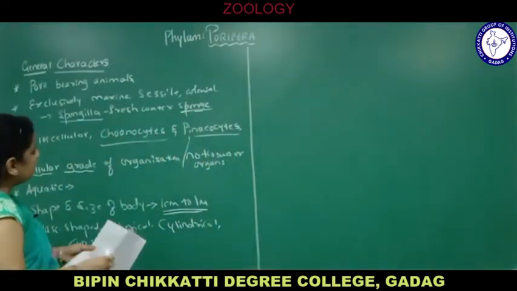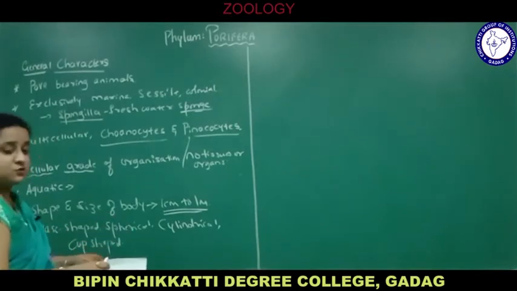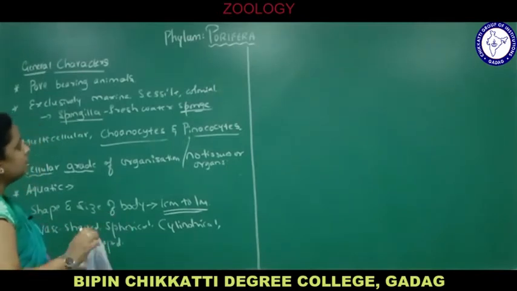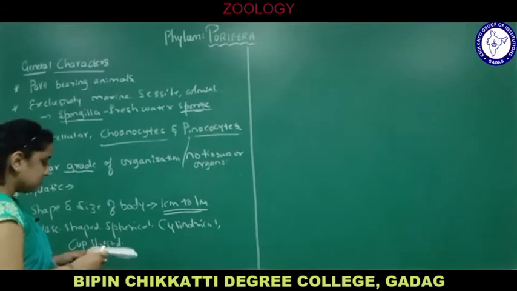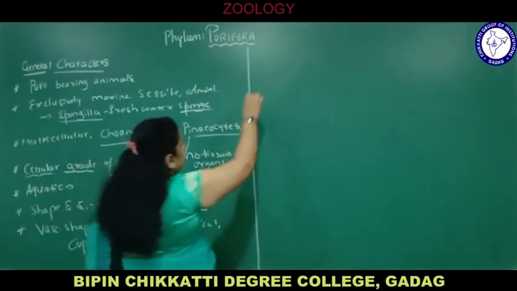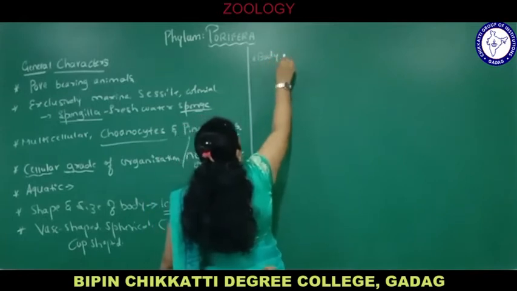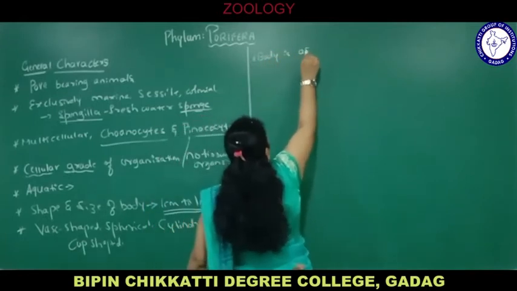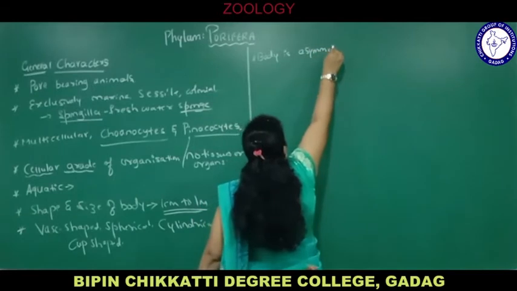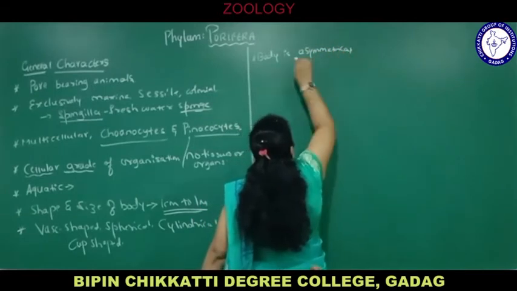Next, coming to, as I told you, they are sessile. They are attached to some substratum in the water bodies. Next, coming to symmetry. This is a very important point. Body is either asymmetrical. Now we will discuss this in detail.